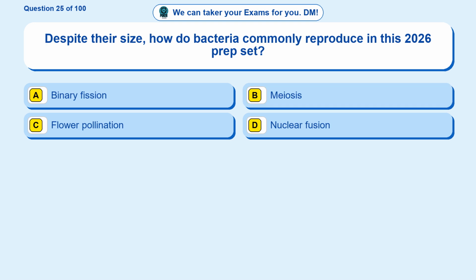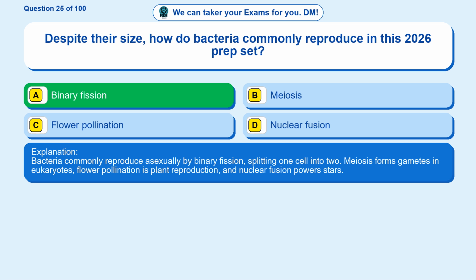Question 25. Despite their size, how do bacteria commonly reproduce in this 2026 PrEP set? Option A, binary fission. Option B, meiosis. Option C, flower pollination. Option D, nuclear fusion. The correct answer is option A. Binary fission. Bacteria commonly reproduce asexually by binary fission, splitting one cell into 2. Meiosis forms gametes in eukaryotes, flower pollination is plant reproduction, and nuclear fusion powers stars.